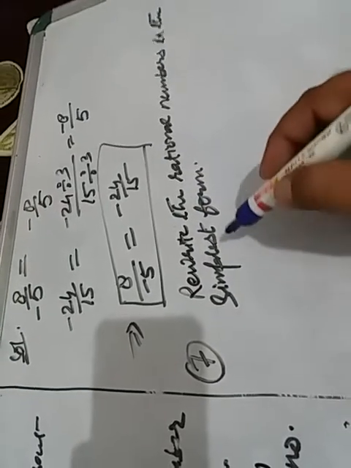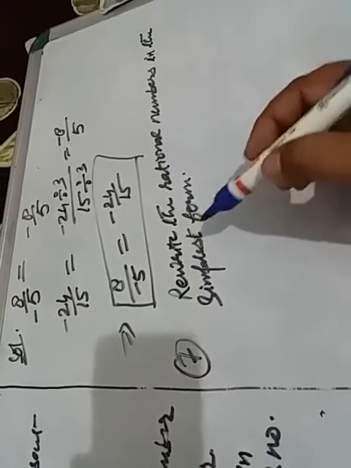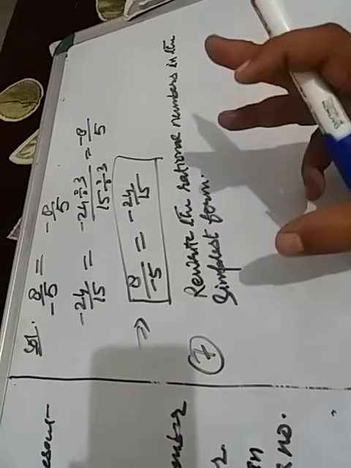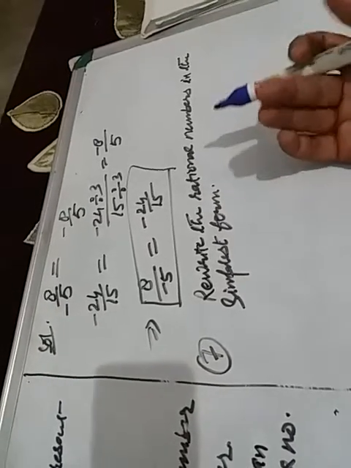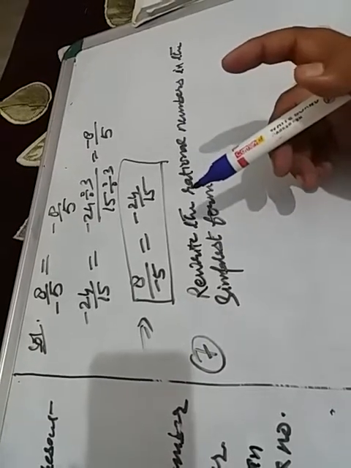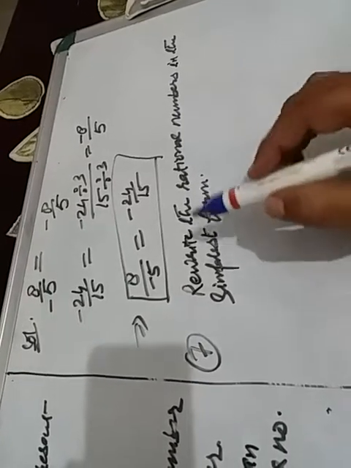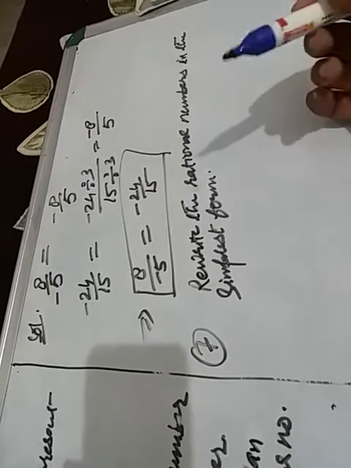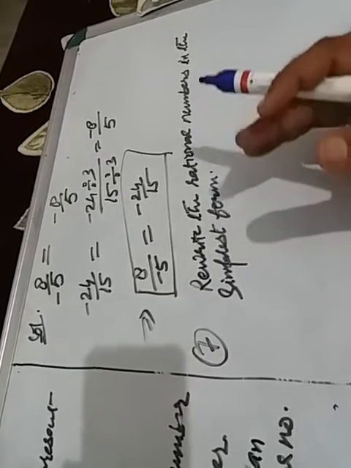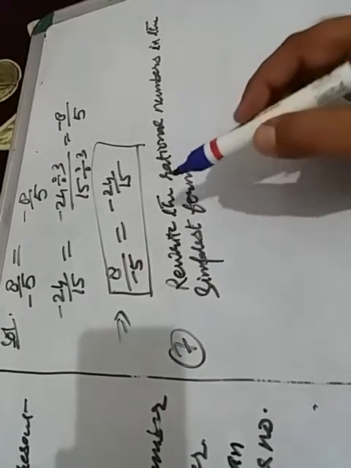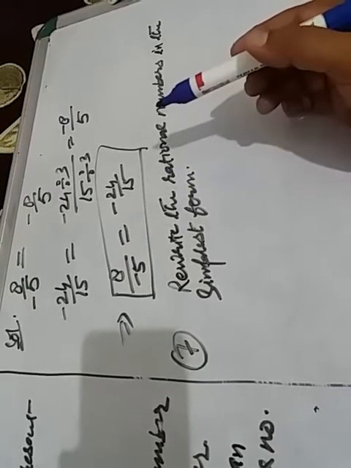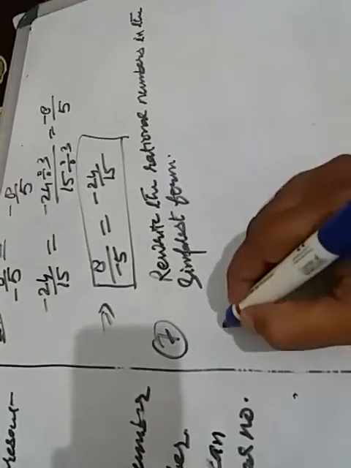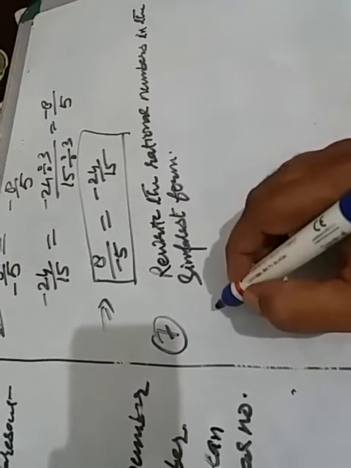What is the meaning of simplest form or standard form, children? A rational number is said to be in standard form if and only if the HCF of both numerator and denominator is 1, and the denominator is positive. So the denominator must be positive while writing a rational number in the simplest or standard form, and the HCF of numerator and denominator must be 1. It means there should not be any common factor between numerator and denominator.